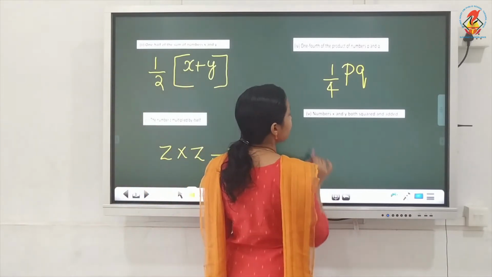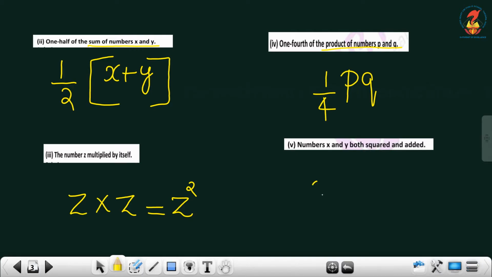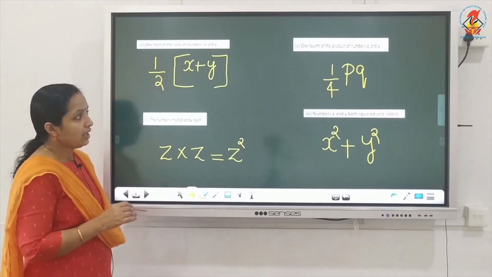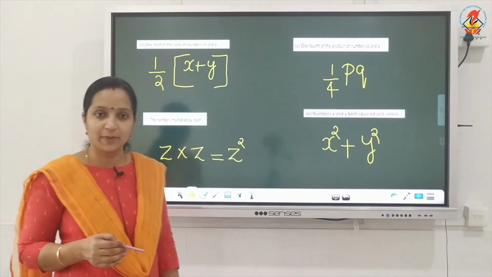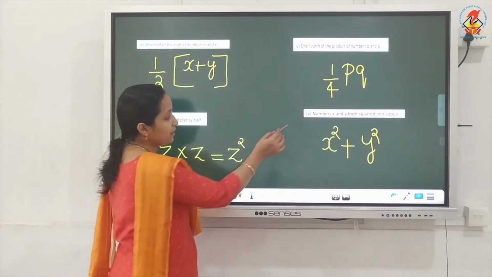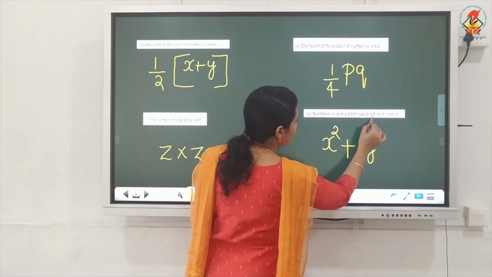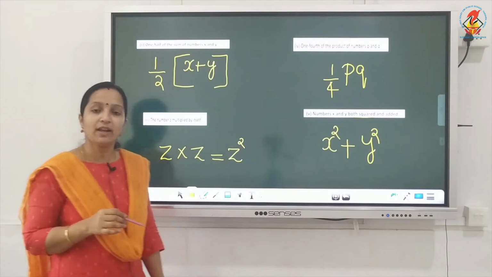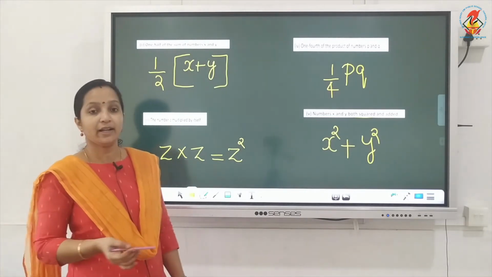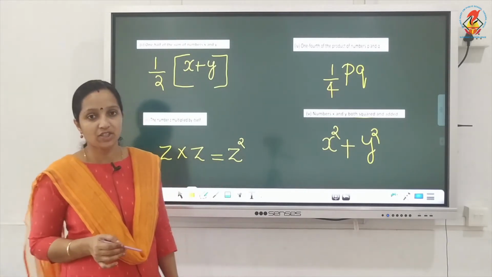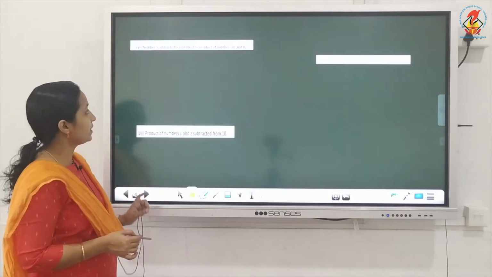The numbers x and y both squared. Both squared means x square and y square. Both squared and added. Added means addition. So x square plus y square. I hope these answers are clear. If the statement is given, how to write the expression? Numbers x and y both squared: square means x square and y square. And added means you have to use the addition sign. Okay. Now move to the next question.